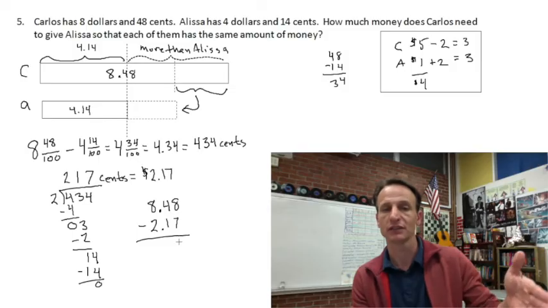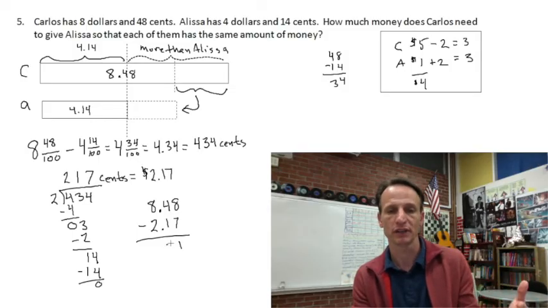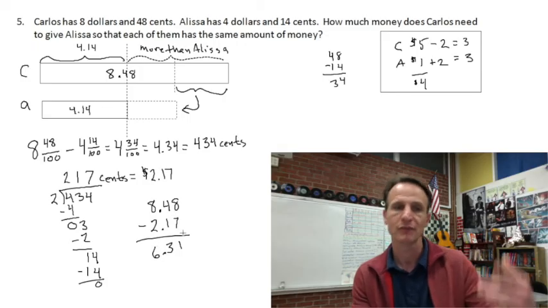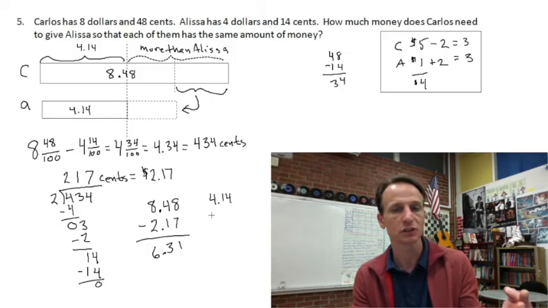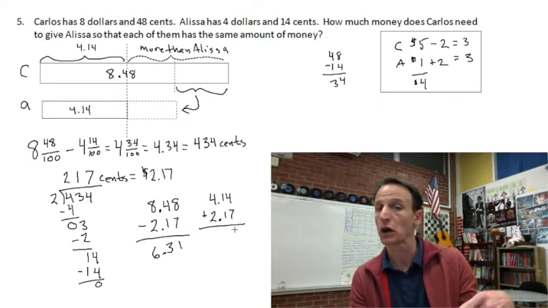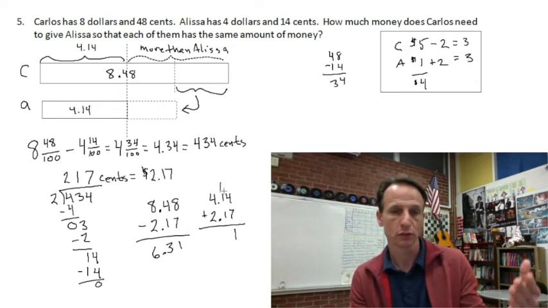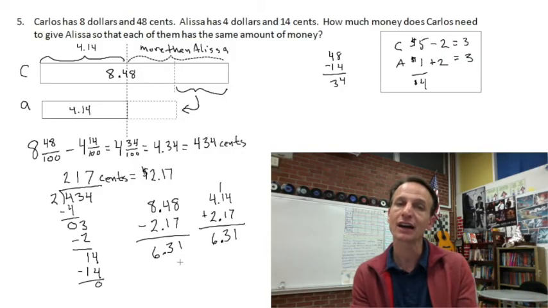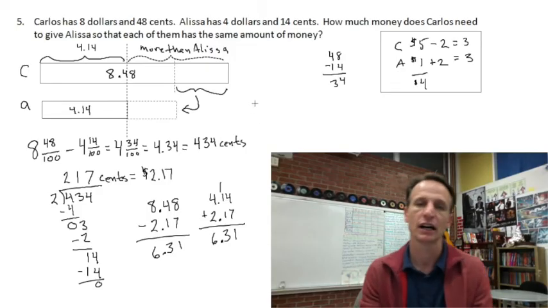8 minus 7 is 1. 4 minus 1 is 3. Don't forget that decimal point. 8 minus 2 is 6. Now Alyssa has $4.14, and Carlos is giving her, according to our calculations, $2.17. 4 and 7 make 11. Regroup the 1. 1 and 1 and 1 are 3. Don't forget that decimal point. 4 and 2 make 6. Look, they end up with the same amount. It actually works. Hot dog and hallelujah.